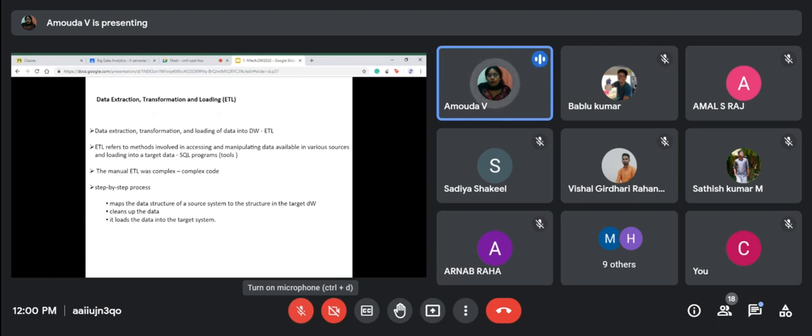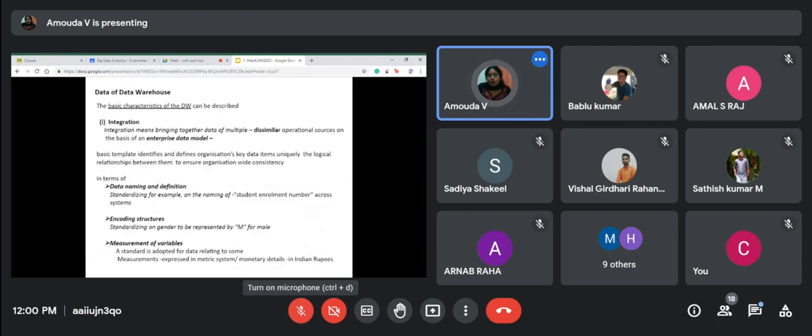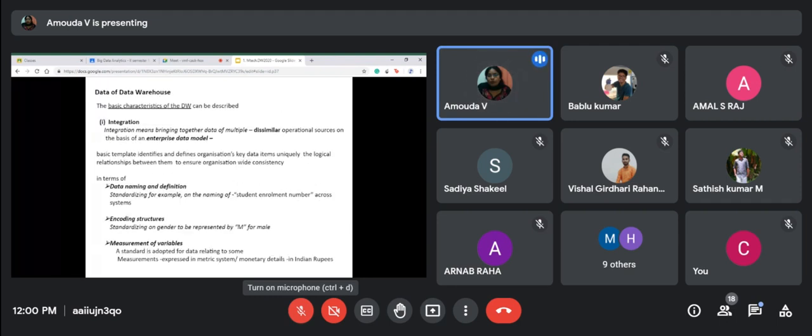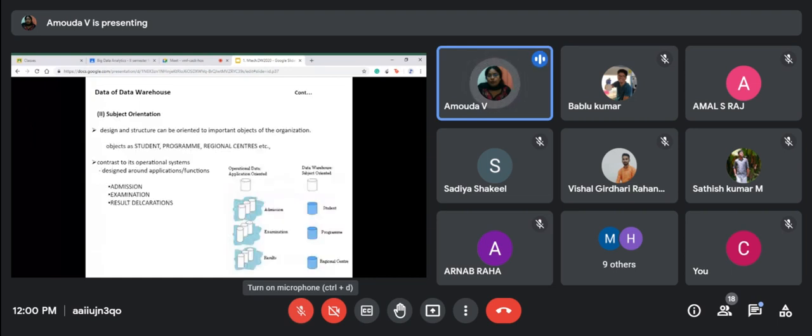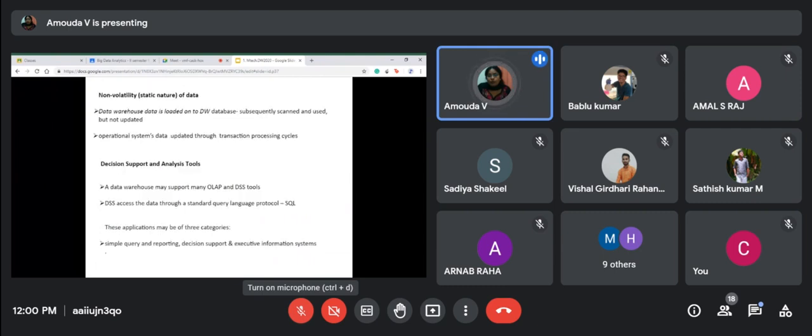So what we have seen, the data sources, once for a glance I'm doing, that is the data warehouse source is nothing but integration. Integration where you are looking for naming and definition, encoding structures, measurement of variables. And then what subject you need to create a schema. What is the timestamp you have to give?